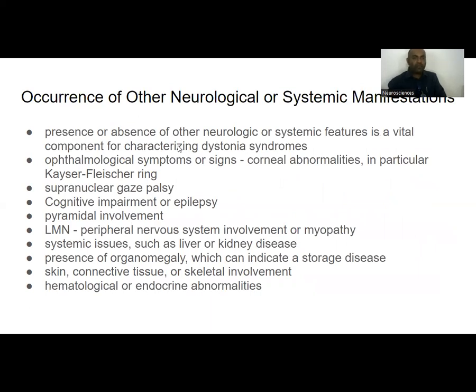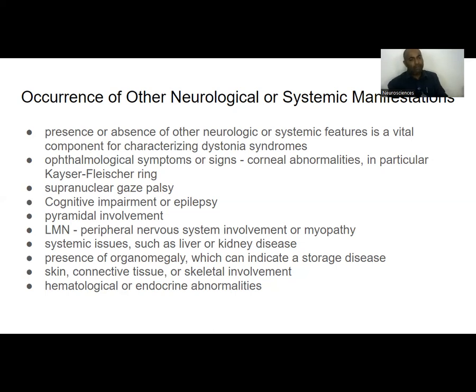The next thing is the occurrence of other neurological or systemic manifestations. These can give various clues to the etiology. Eye signs, ophthalmological signs, corneal abnormalities: if you see a KF ring, you can suspect Wilson's disease. If you see supranuclear gaze palsy, you can think of storage disorders or PSP. If dystonia is associated with cognitive impairment or epilepsy, you can think of gray matter disease. If dystonia is associated with spasticity, maybe a leukodystrophy.